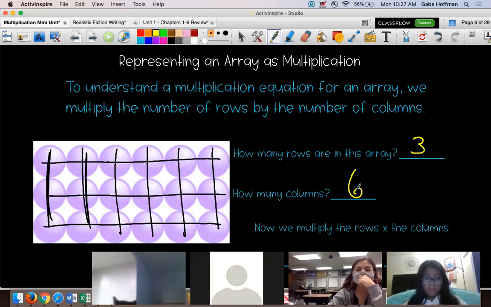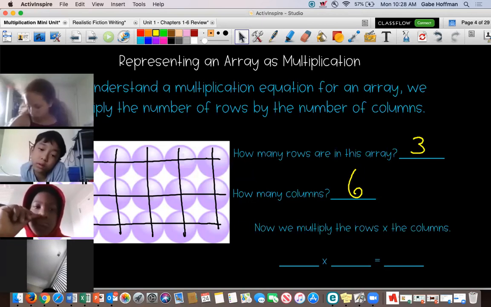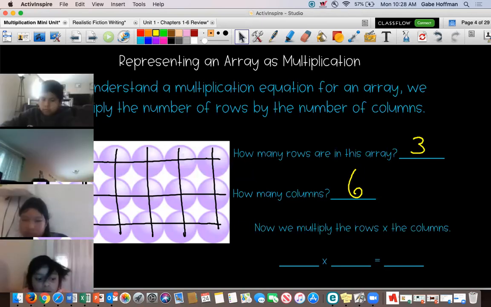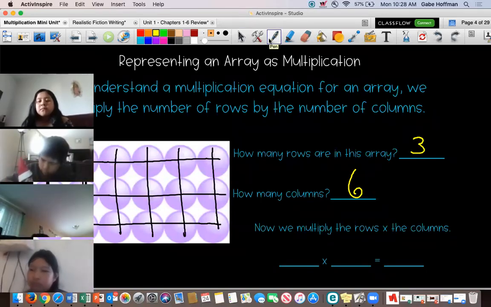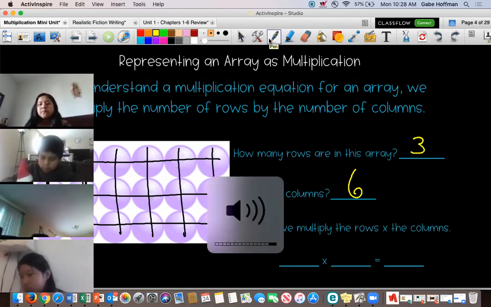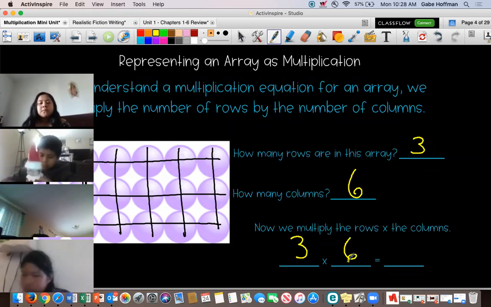So our next step when we solve this as a multiplication problem is to look at what the numbers are going to be in our multiplication equation. What times what? I don't need the answer. I just need the two numbers we're going to multiply, the two factors. Somebody who I have not heard from. Jay, go for it. Say it one more time, Jay. Try to be a little bit louder because it was really quiet. Three times six. Good. So we're going to have three times six.